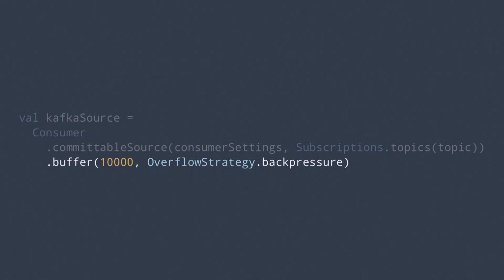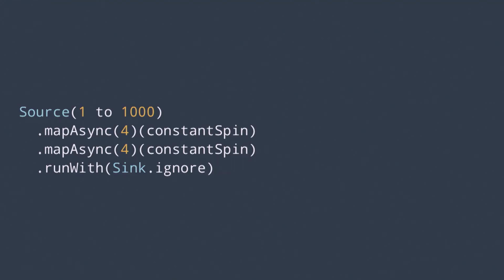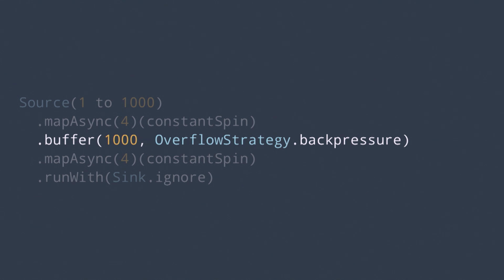But just like we saw with indiscriminate use of async, indiscriminate use of buffers doesn't end up helping in terms of performance. So take this stream with a couple of mapAsync stages. If adjacent stages perform relatively uniform workloads, then inserting a buffer is not going to change the performance. It's just going to consume more resources. The performance is going to be dictated by the slowest processing stage.